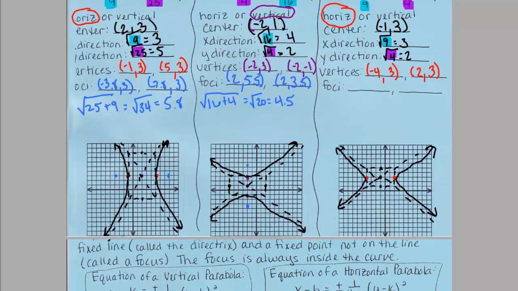And then we still need to do our foci, which is the square root of the denominators added together. So the square root of 13, which is 3.6. So from the center, we're going to go in the same direction of our vertices. So this time it's going to be horizontal, 3.6. So 1, 2, 3, 3.6, and 1, 2, 3.6.